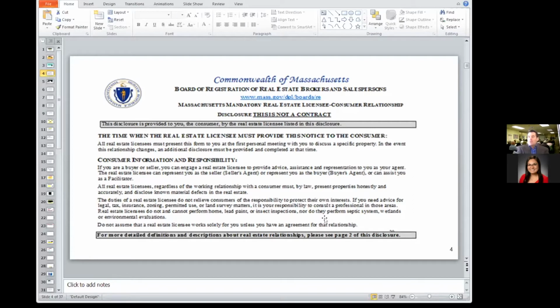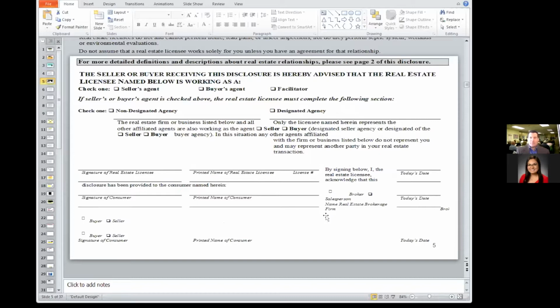Now, do not assume real estate licensees work solely for you unless you have an agreement for that relationship. That's huge too. The buyer can say, well, you know, I thought you were supposed to be representing me. No, I'm not. It says right here, I'm not, unless we agree to represent you. Now, on that agency disclosure form, this is the next section down, right over here. I know you guys have seen this a million times.